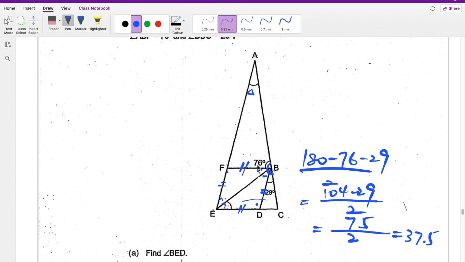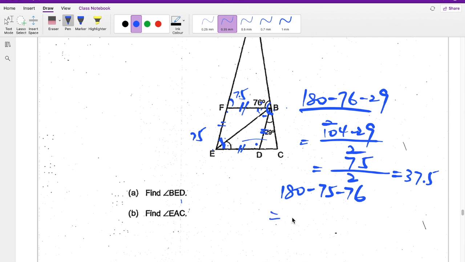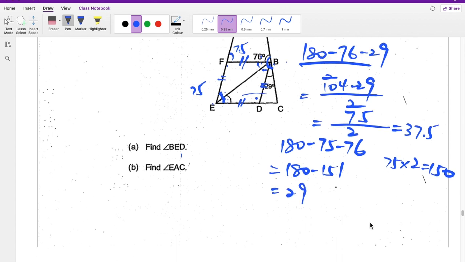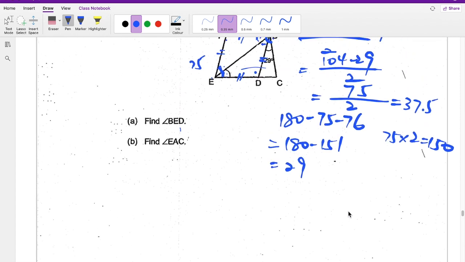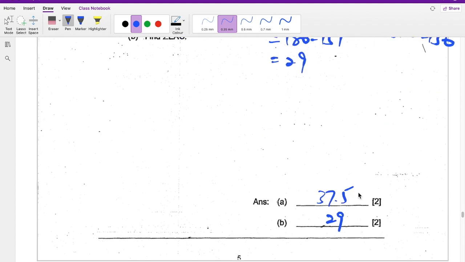We already know that this is parallel, right? So this one is 75. Parallel, this one is 75, right? 75, 76, then this is the last one. We use 180 minus 75 minus 76. We know that this one is 151, right? Because 75 times 2 is 150, 151. So minus 29, right? This one gives 37.5. And also, don't forget about the unit here.